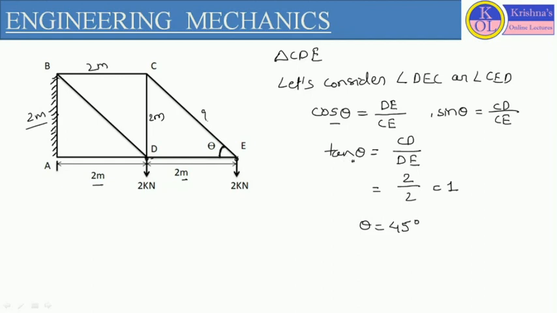Now third, if we define theta with tan theta, it will be CD by DE. Here we have both values: CD is 2 meter and DE is also 2 meter. So tan theta is 1, and the value of theta will be 45 degree. So here we have the unknown angle theta, and this will be 45 degree. This angle we can also consider 45 degree, and this also is considerable as 45 degree because this angle is a right angle. So here we have angle values and dimensions.